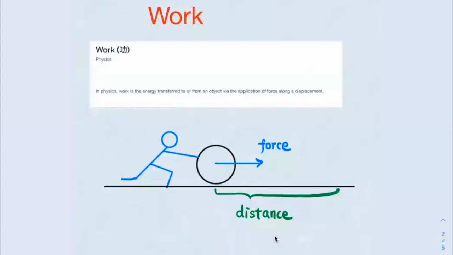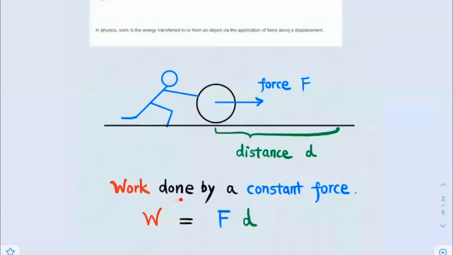In physics, work is the energy transferred to or from an object via the application of force along a displacement. Work done by a constant force is equal to force times distance or displacement.